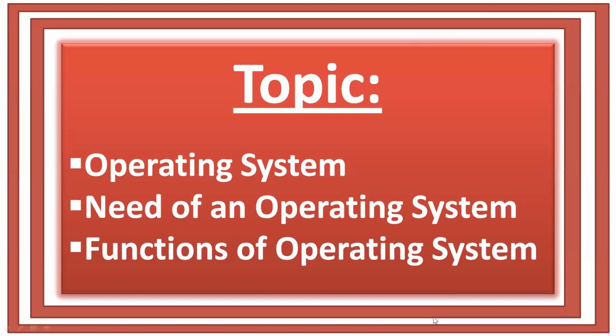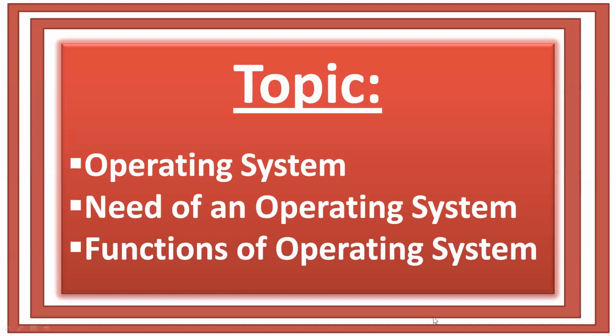Now, as far as operating system is concerned, we have discussed this topic before also. Two or three classes back, when we were doing types of softwares, we did operating system also. We have two main types of softwares: one is system software and another one is application software, and operating system comes under the category of system softwares.